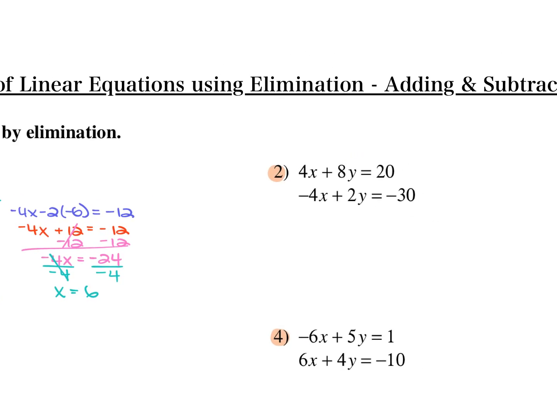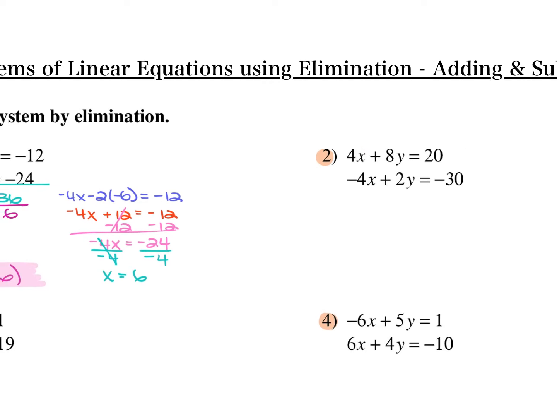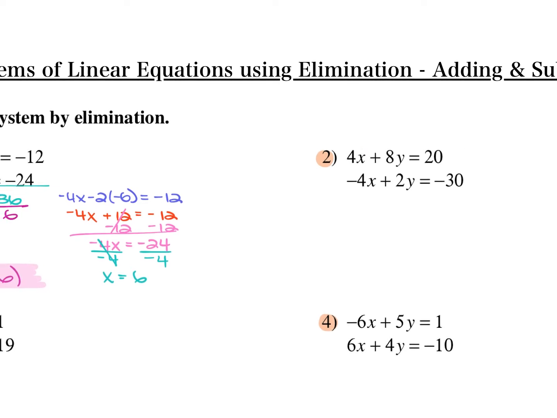For number 2, you have 4x plus 8y is equal to 20, and negative 4x plus 2y is equal to negative 30. Which of these two variables, your x or your y, have opposite coefficients? The x's. So you can just add these, and your x's will cancel. The 8y plus 2y is 10y, and 20 minus 30 is negative 10. To get y by itself, we'll divide each side by the 10, and y is equal to negative 1.